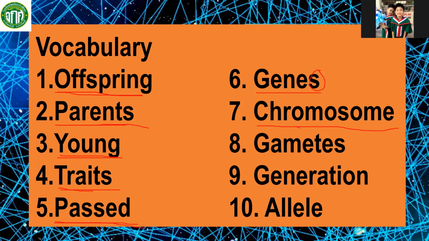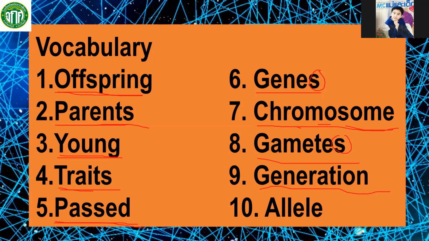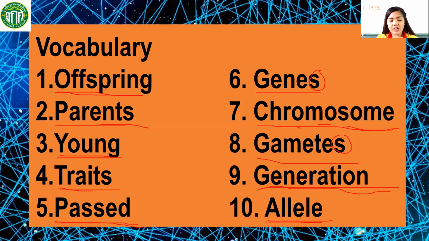Chromosome. Number 8, gametes, with letter S. Number 9, generation. Number 10, allele. Very good. Those are the vocabularies of our topic for today. Let's move on to our discussion.